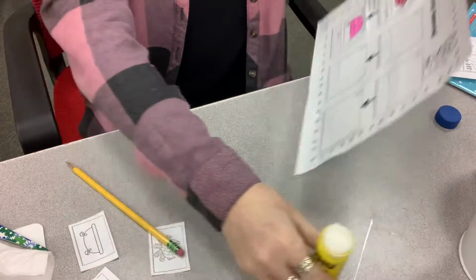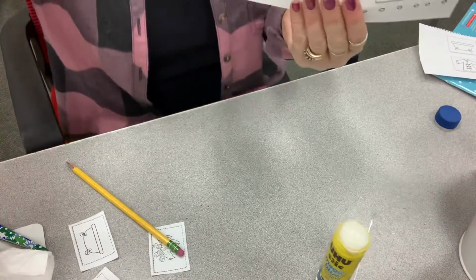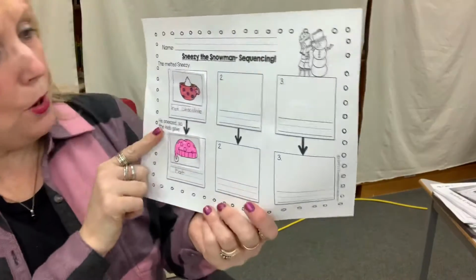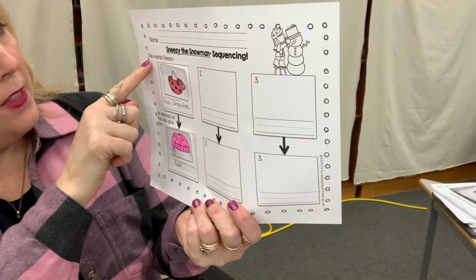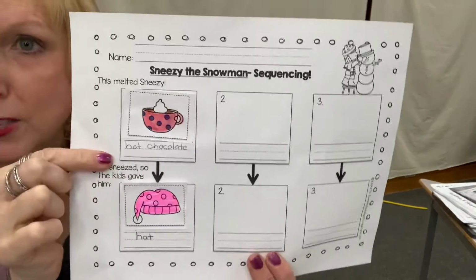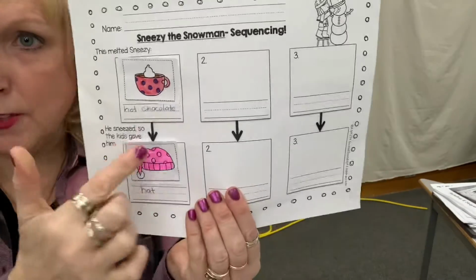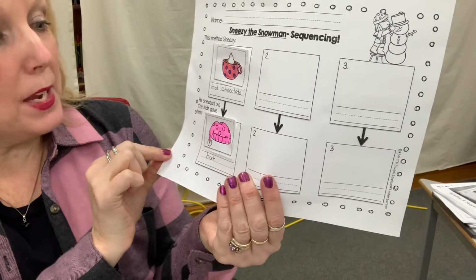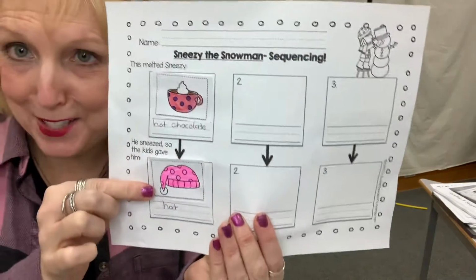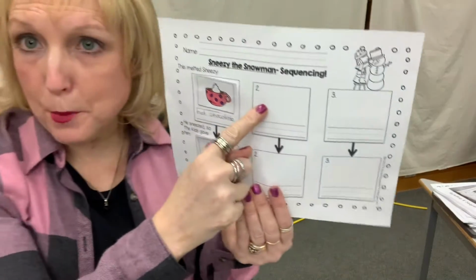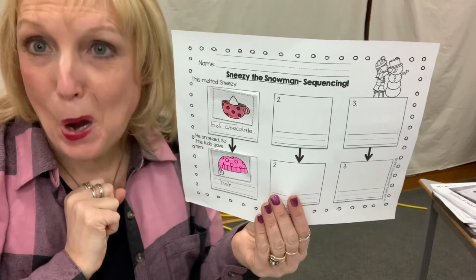So I'm going to show you this now. I'm going to turn it back up here so you can see. So if you look here, it says, this melted Sneezy. So the first thing that melted Sneezy was the hot chocolate. Okay, and then there's an arrow pointing down. So he sneezed, so the kids gave him a hat. Then you go to number 2. What was number 2? You're right, the hot tub.